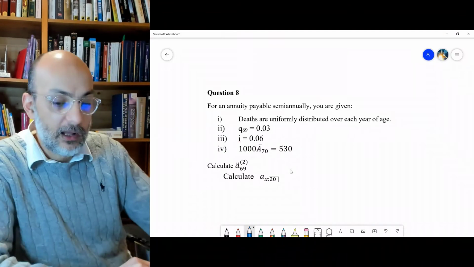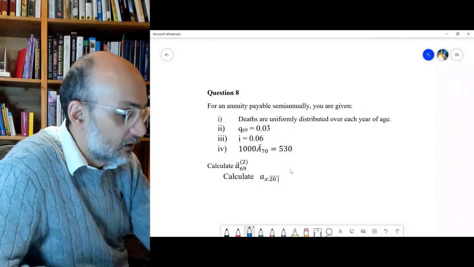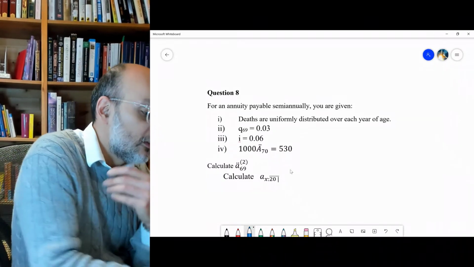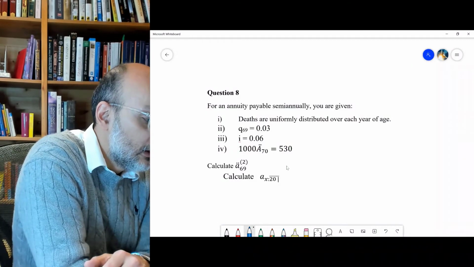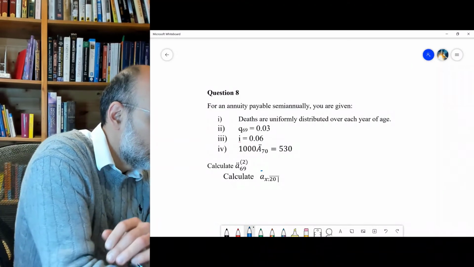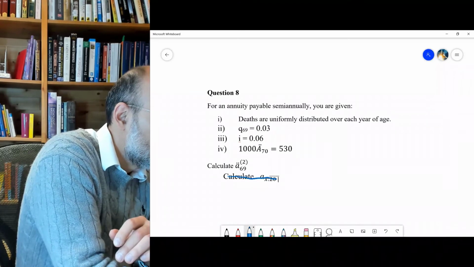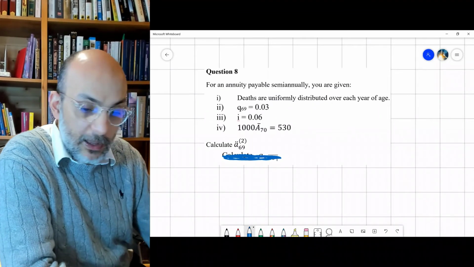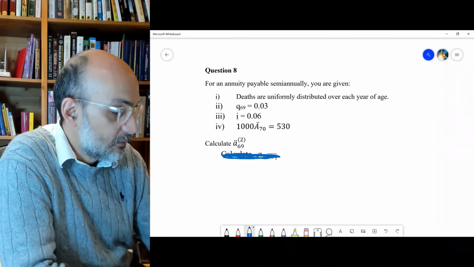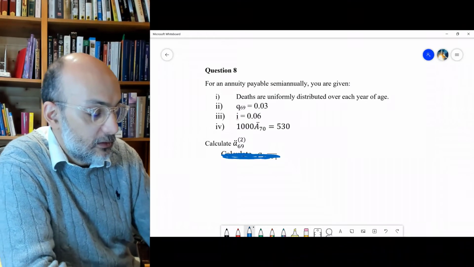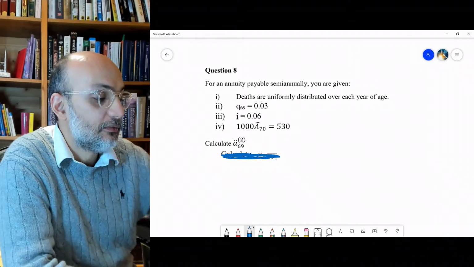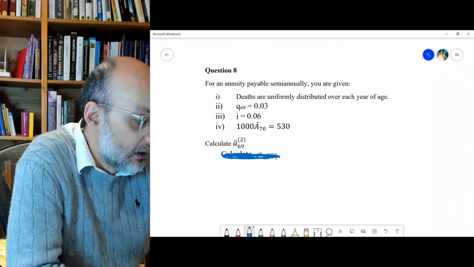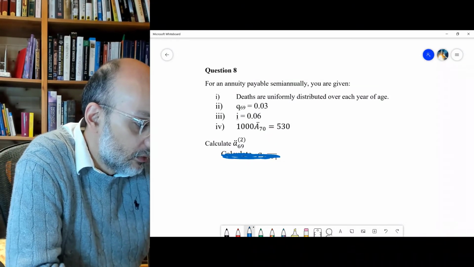This question requires a little bit of work here. Similar to before, we need to remember what we are looking for. So we need to calculate the semi-annual annuity that is payable at the beginning of the year for somebody age 69. Very easy. All we need to do is follow slowly to find this.